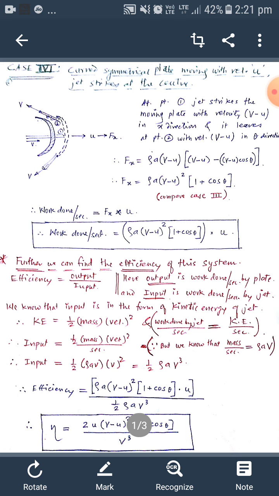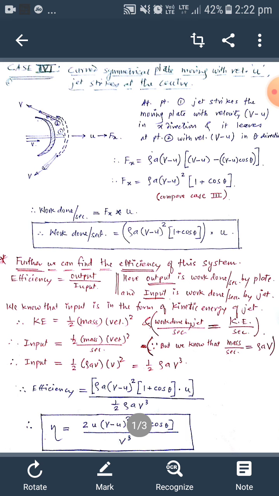So here, inside the bracket, it should have been one more minus actually. So minus of minus component becomes plus, and finally the force becomes Fx is equal to rho a v minus u, inside the bracket v minus u cos theta, and the simplification becomes inside the bracket 1 plus cos theta. Okay, so this is the force equation.